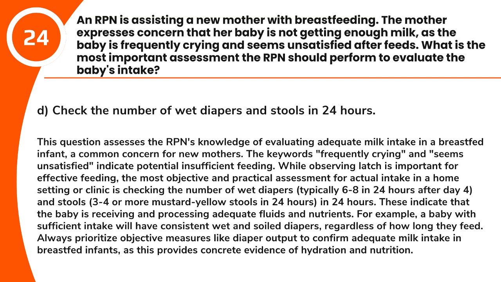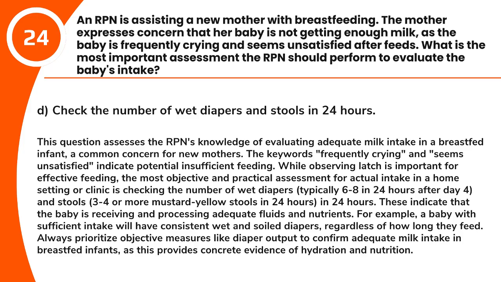Answer: D. Check the number of wet diapers and stools in 24 hours. This question assesses the RPN's knowledge of evaluating adequate milk intake in a breastfed infant, a common concern for new mothers. The keywords frequently crying and seems unsatisfied indicate potential insufficient feeding. While observing latch is important for effective feeding, the most objective and practical assessment for actual intake in a home setting or clinic is checking the number of wet diapers, typically 6 to 8 in 24 hours after day 4, and stools, 3 to 4 or more mustard yellow stools in 24 hours.